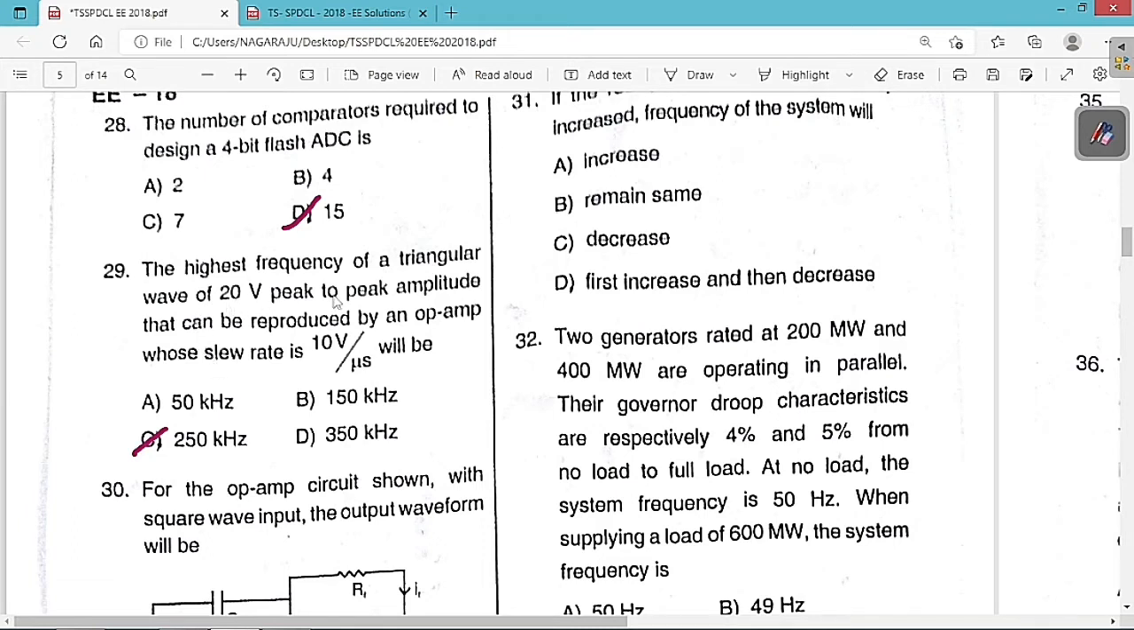So the highest frequency of a triangular wave of 20 volt peak to peak amplitude that can be reproduced by an op amp whose slew rate is 10 volt per microsecond is option C, 250 kilohertz. So let's solve this numerical.